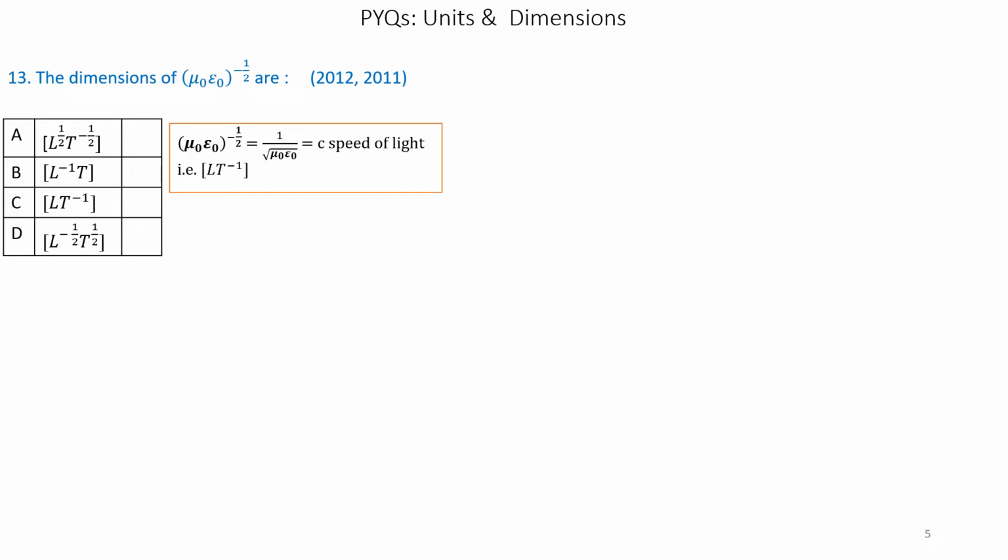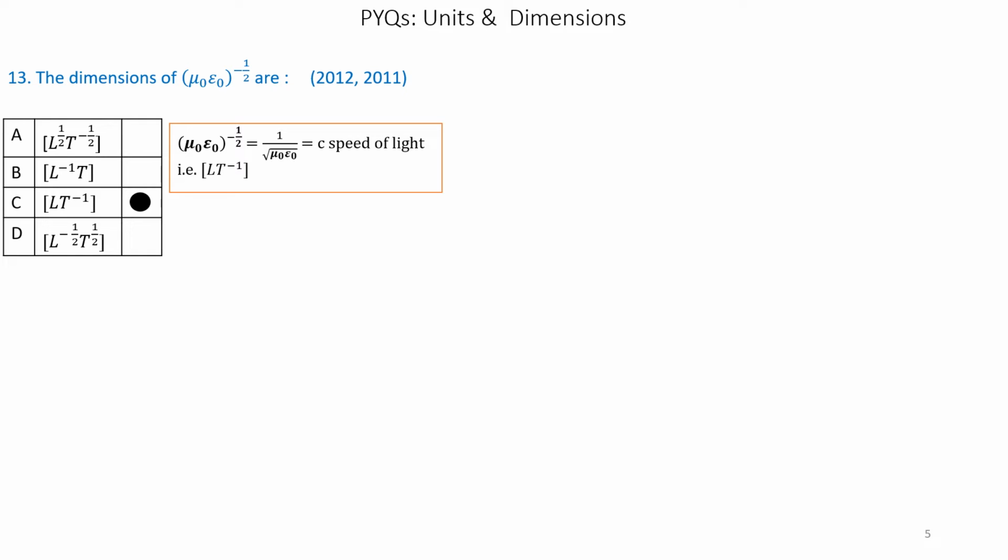Question number 13. The dimensions of mu naught epsilon naught whole to the power of half are, four options are there. Option A, L to the power of half, T to the power of half. Option B, L to the power of minus 1, T to the power of 1. Option C, L into T to the power of minus 1. D is L to the power of minus half, T to the power of half. So we have to find out what the correct dimensions are.